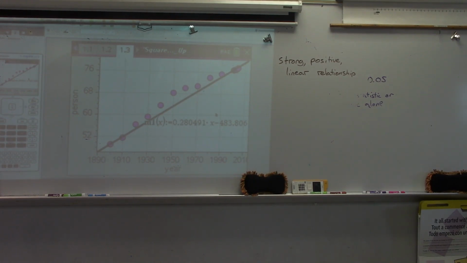I need a movable line. Say again, Bryson? Just whatever line you think would best approximate those data points. That's a regression line.